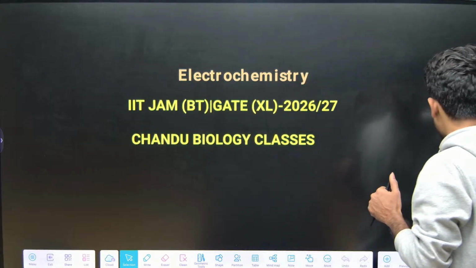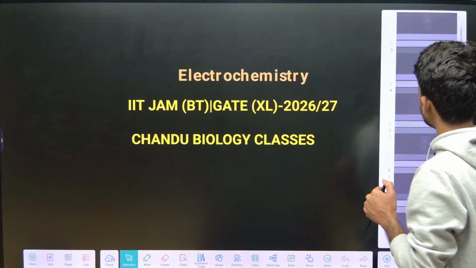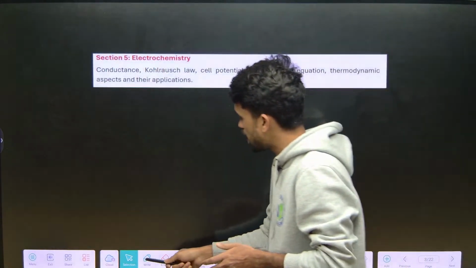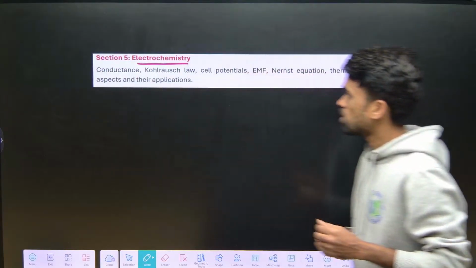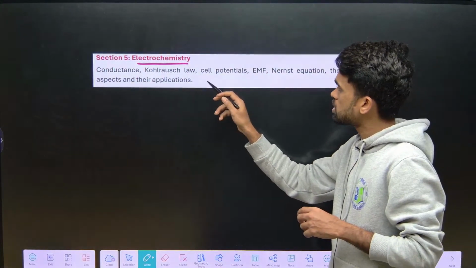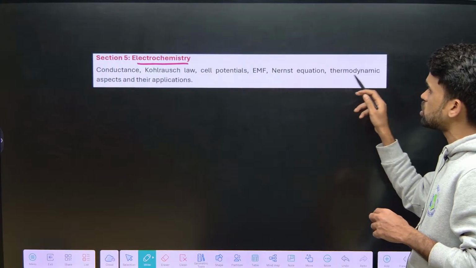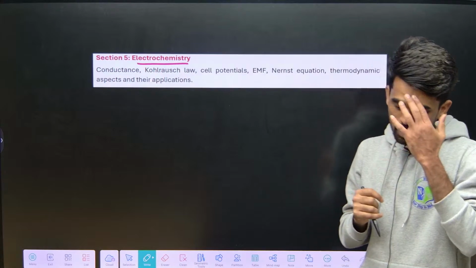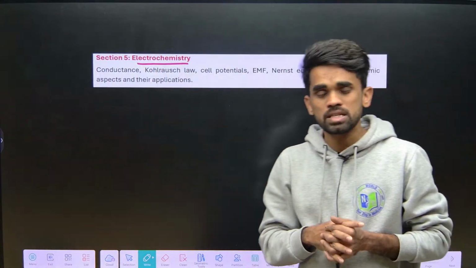This is the syllabus that is clearly mentioned in GATE XL. Just look at the syllabus. This is the syllabus of GATE XL for chemistry. So now see: conductance, Kohlrausch law, cell potential, EMF, Nernst equation, thermodynamic aspects and their applications. When it comes to IIT JAM, almost the same syllabus is included here.